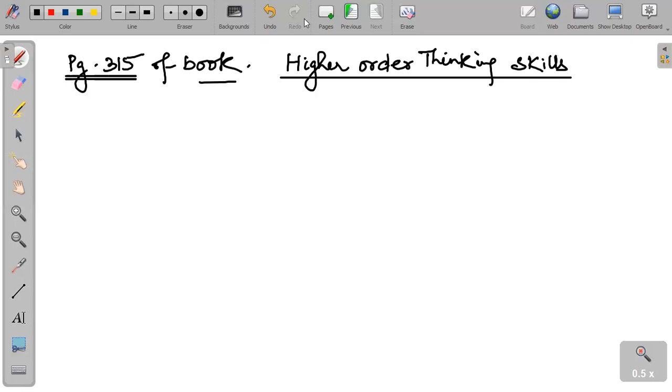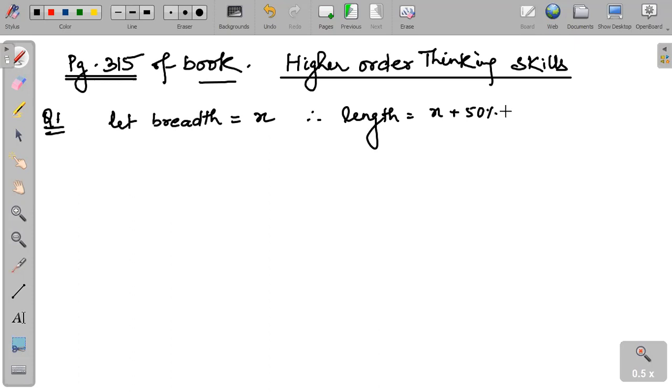Question number 1 of higher order thinking. The length of room is 50% more than its breadth. Okay? So let breadth is equal to x. Therefore, length is equal to x plus 50% of x, that is 1.5x. Okay?